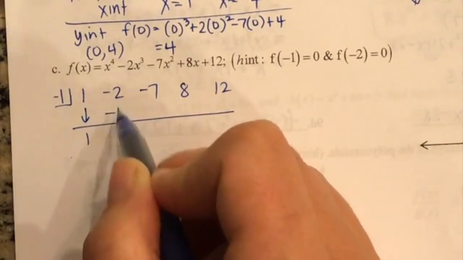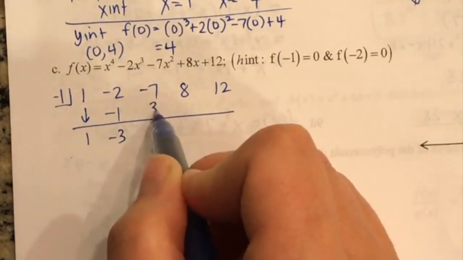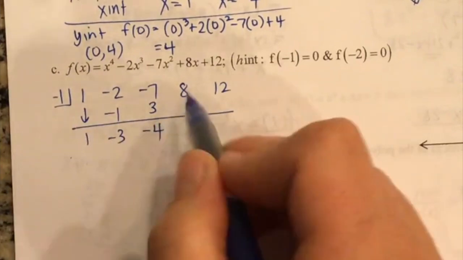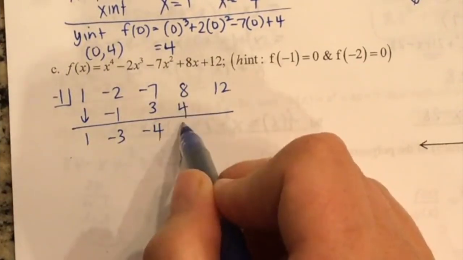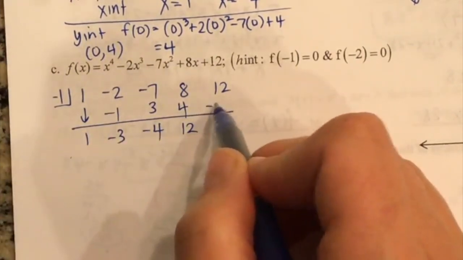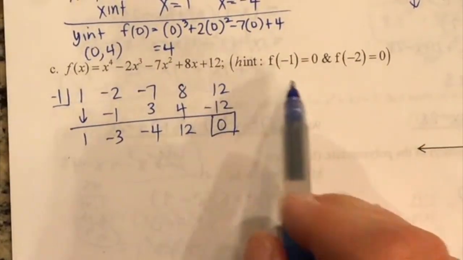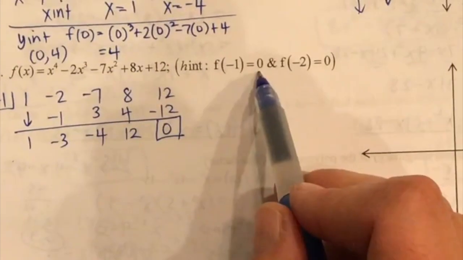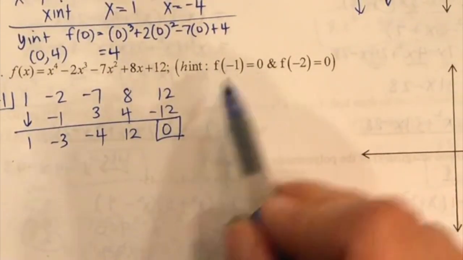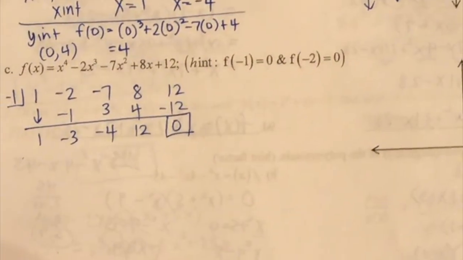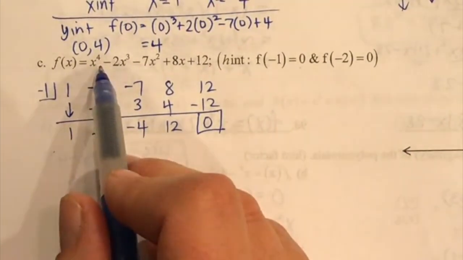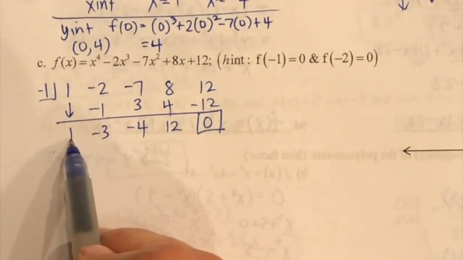1, multiply, I get -1. Add, I get a -3. Multiply, I get +3. Add, I get a -4. Multiply, I get a +4. Add, I get +12. Multiply, I get a -12. And my remainder is 0, which it should be because they're telling me that these work. When they say that I get a 0 right there, that's telling me that -1 should give me a 0 right here. So I just took my x to the 4th. It is now x to the 3rd.